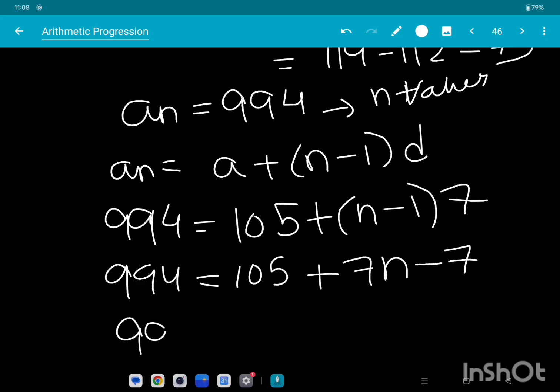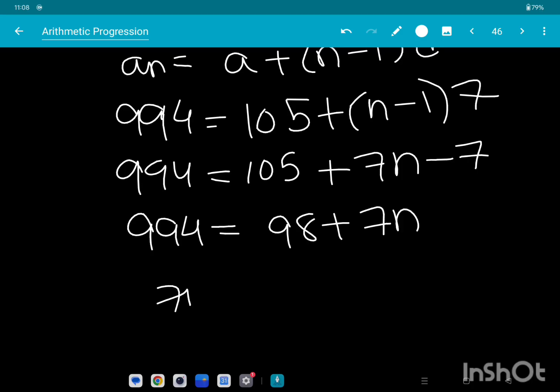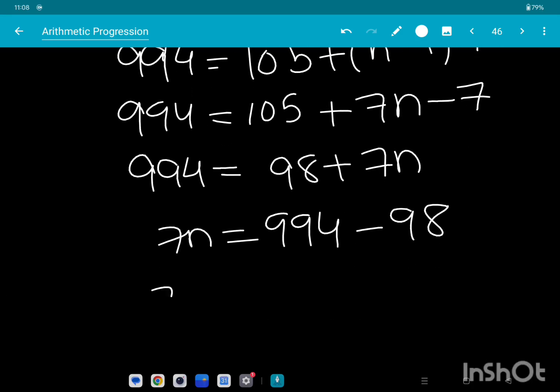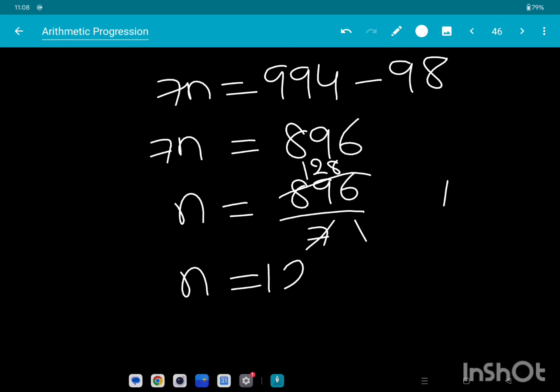If I calculate, 994 is equal to, what is the value here? 98 plus 7n. So 7n is equal to 994 minus 98. Then what will I get? 7n is equal to 896, right? So if I calculate 896 divided by 7, 7 1s are 7, 1 will be remaining, 19, 7 2s are 14, 5 will be remaining, 56, 7 7s are 49, 7 8s are 56. So here I'll get 7 8s are 56. So n is equal to 128.